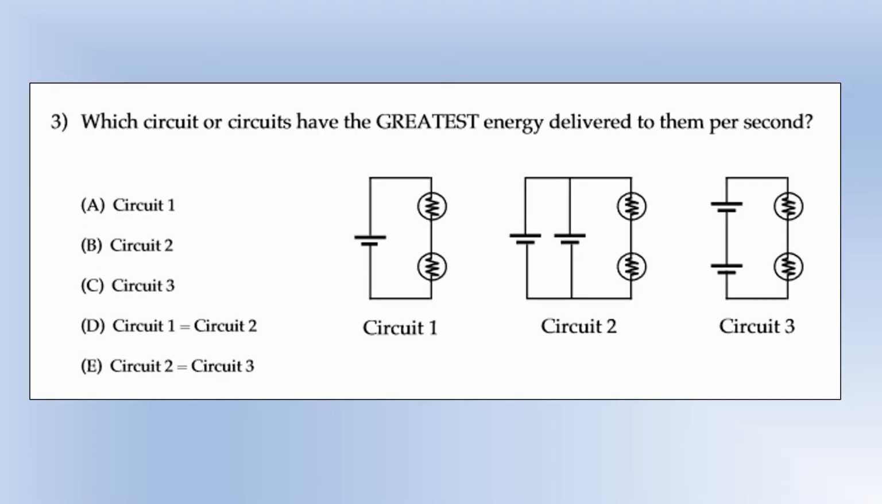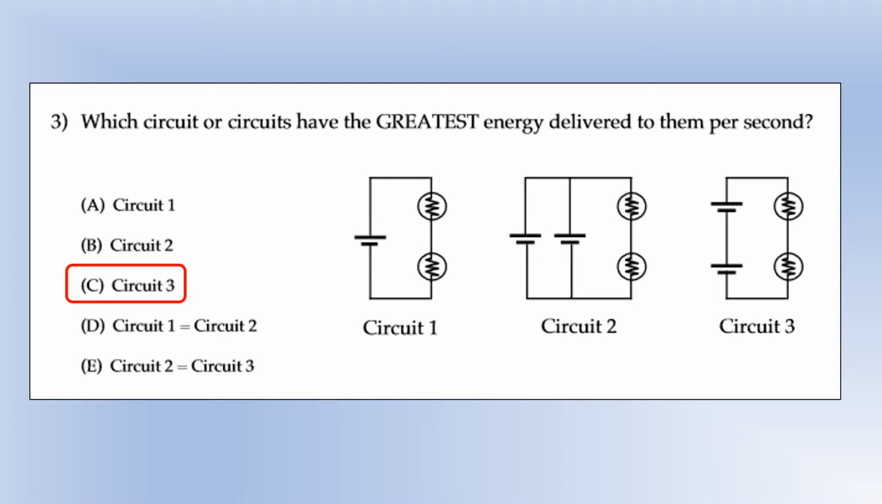Okay. So which circuit or circuits have the greatest energy delivered to them per second? So have a look through the options, decide which answer you're going to pick, then we'll take a look. Okay, so the correct answer is circuit 3. So there's a few laws going on here. So the energy is being delivered to the same resistors each time, so that's not going to have an effect on it. What we need to think about is how having power sources in series and parallel affects the amount of energy we deliver. So the amount of energy delivered is the same in circuits 1 and 2.